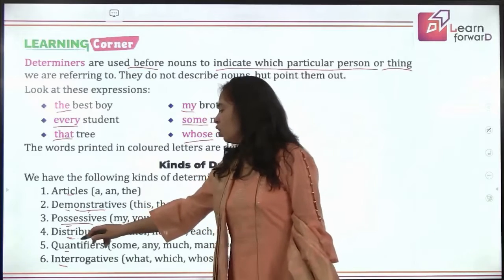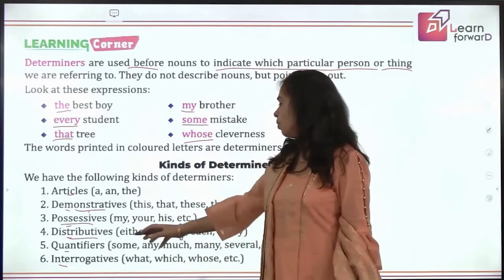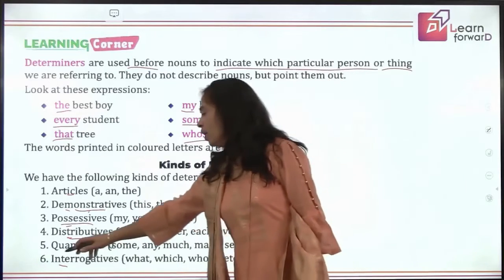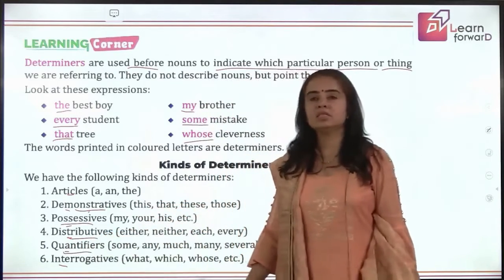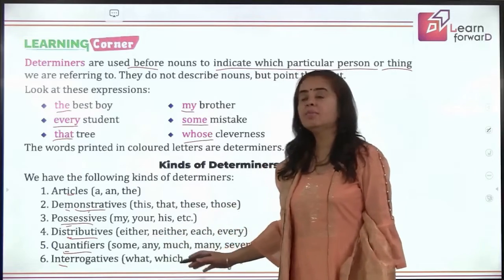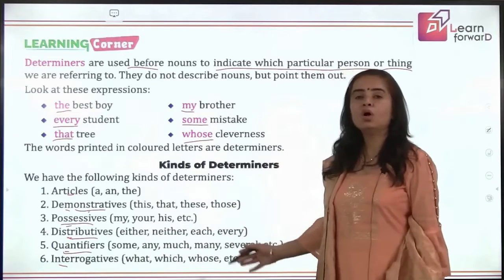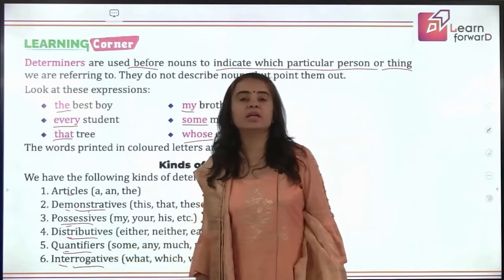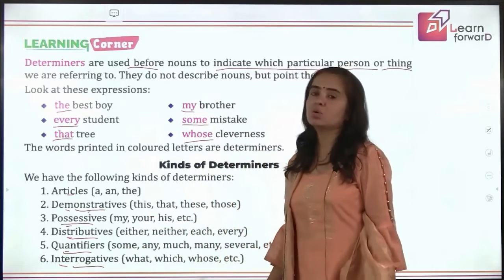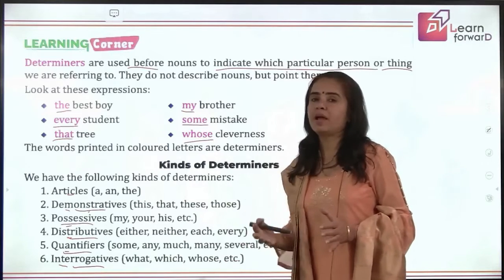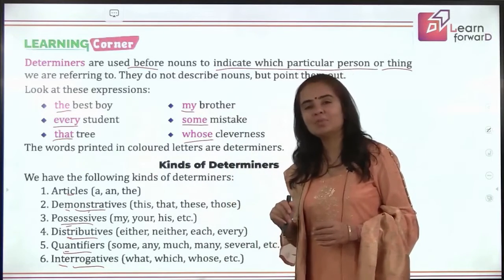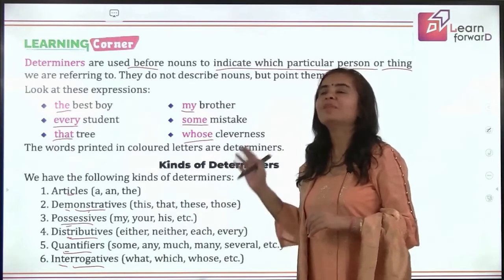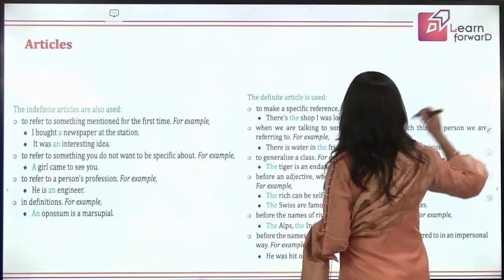Next, when we talk about distributives, we talk about either, neither, each, every. They are all distributives. Then quantifiers, they tell you about quantity: some, any, much, many, several. All these are your quantifiers. And finally, the interrogatives are the interrogative words that ask questions, and they are followed by a noun to be a determiner. That means we are talking about interrogative adjectives. So nothing new here. Let's go ahead and learn about them in detail.